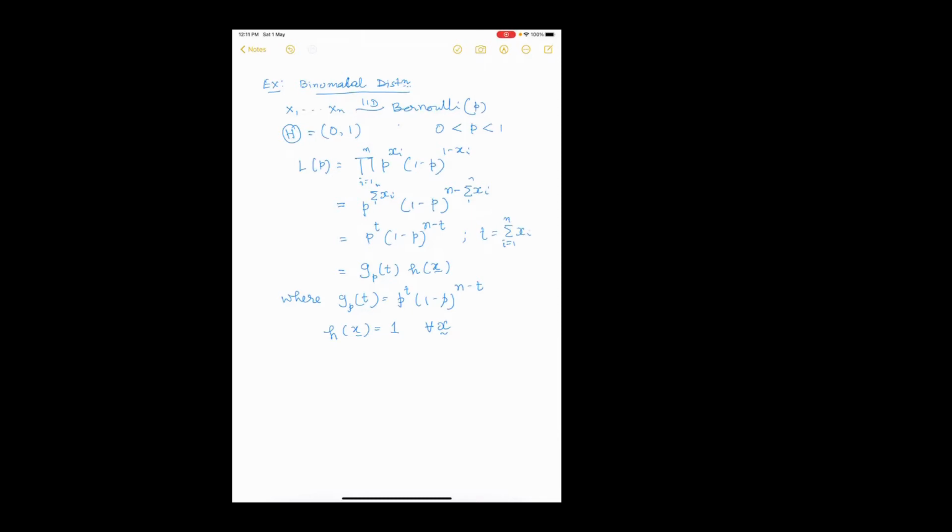So I'm just assuming, okay, here is a 1, and I'm calling it h of x tilde equal to 1 for all x. And then it nicely fits into the Neyman-Fisher factorization theorem. Hence, we can say that by the Neyman-Fisher factorization theorem, T of x tilde equal to summation xi, i equal to 1 to n, is a sufficient statistic. Correct?